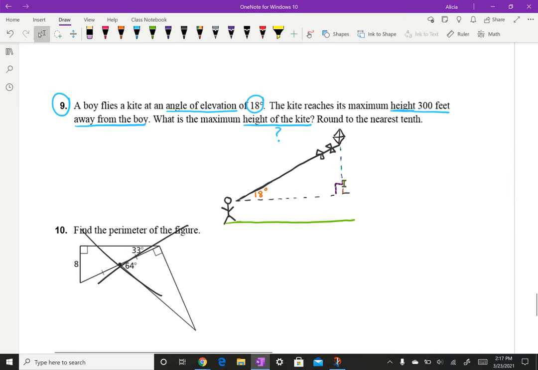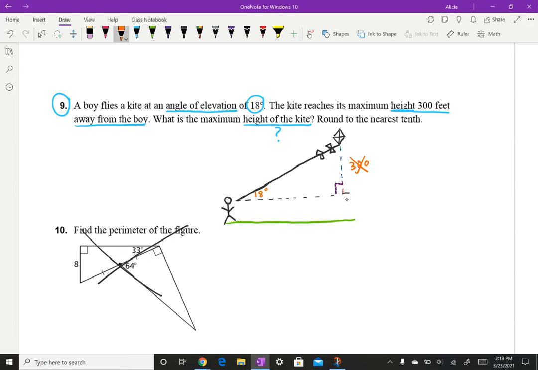I can create this imaginary line here to connect this vertical height with the horizontal line to create my right angle. Okay, so let's talk about the other information that we know and label it in our picture. It says the kite reaches its maximum height 300 feet away from the boy. This does not mean the maximum height is 300 feet. It means that it reaches that maximum height when it is 300 feet away from the boy. So this right here is not 300.